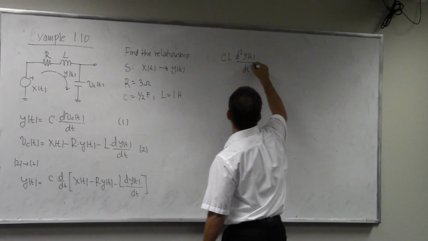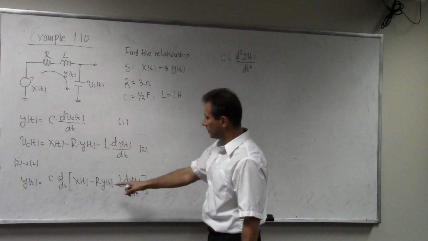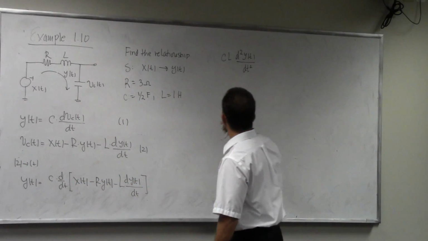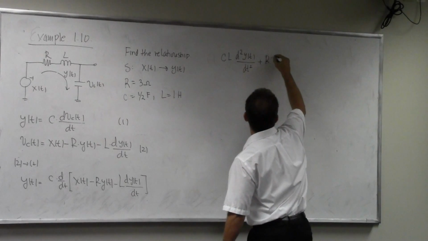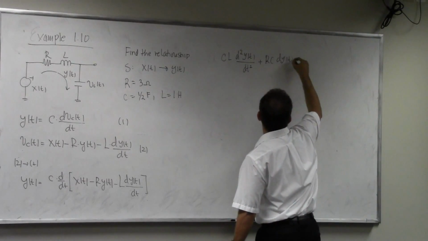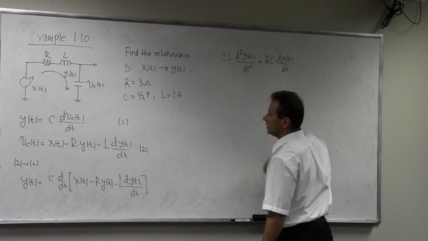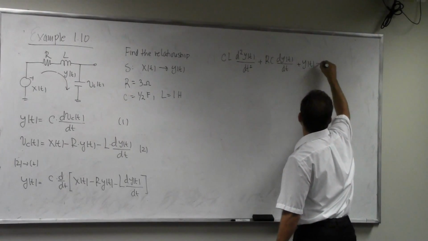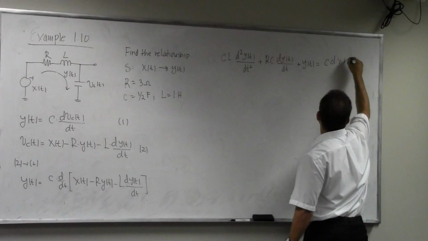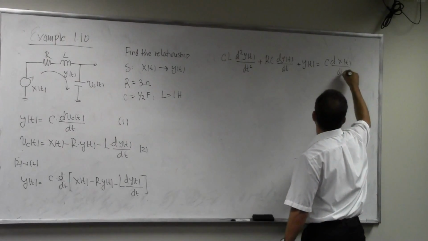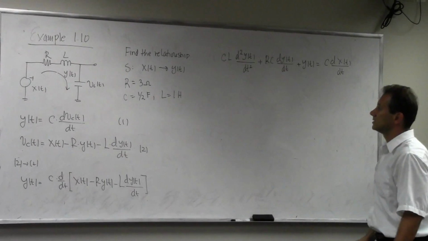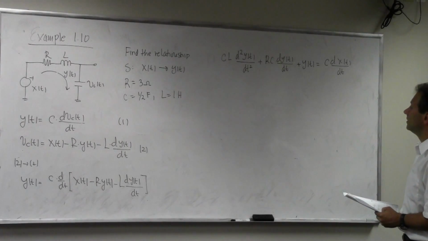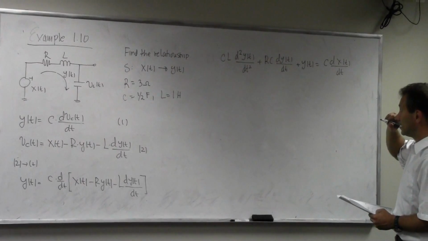over dt squared. And then if you look at what is with the first derivative, I have plus rc dy(t)/dt, and then plus y(t) is equal to c dx(t)/dt. Right, so that's the differential equation that describes this system in general.